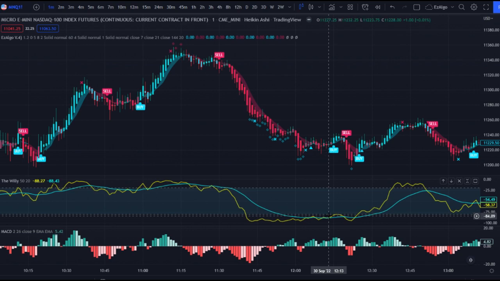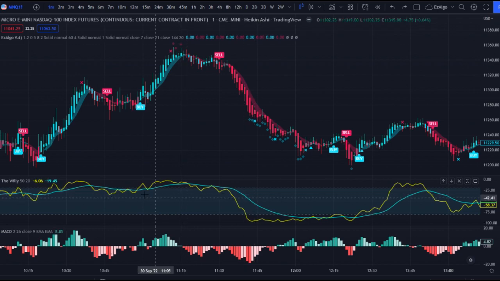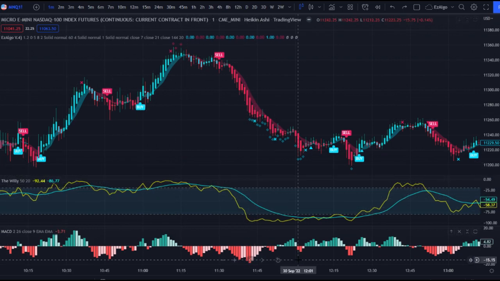But ideally, we'd like to see a pretty steep slope. By steep slope, I mean something like this, where we're going pretty upwards. We're not just crossing over horizontally. It's a noticeable cross up. Same thing on the way down: it's a notable cross down, something like that. That's what we're looking for on the Willie.